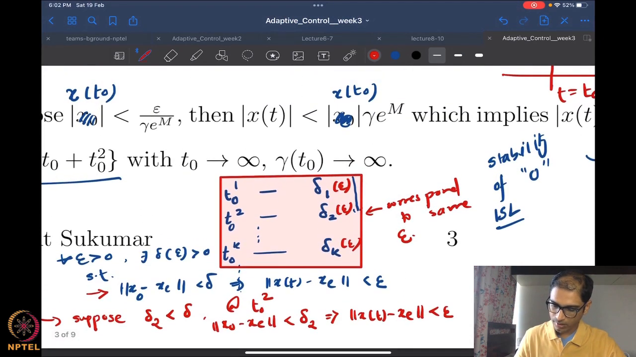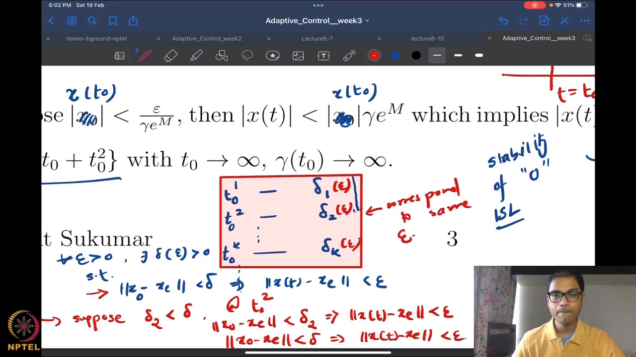Now, what's the problem? The problem is, I have chosen the delta as larger than this. So the question is, is it true that norm of x0 minus xe less than delta implies norm of xt minus xe less than epsilon? What do you folks think? This delta here is a bigger ball than delta 2. I'm guaranteeing that if I start in the small delta 2 ball, my solutions remain in the epsilon ball. But now I'm asking that if I start in the larger ball, will I still remain within epsilon?